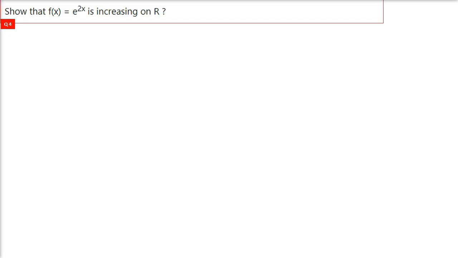Next one: f(x) equals e raised to x is increasing on R. You have to show that this will always be increasing on R. This will always go up, it is not coming down. Increasing on R, where R is the real numbers, means any number possible. So f(x) is equal to e raised to x.